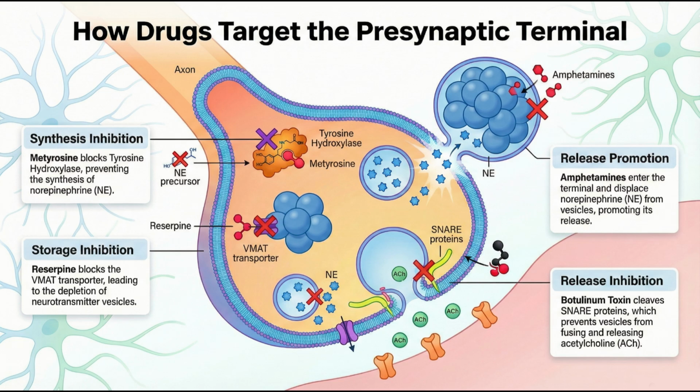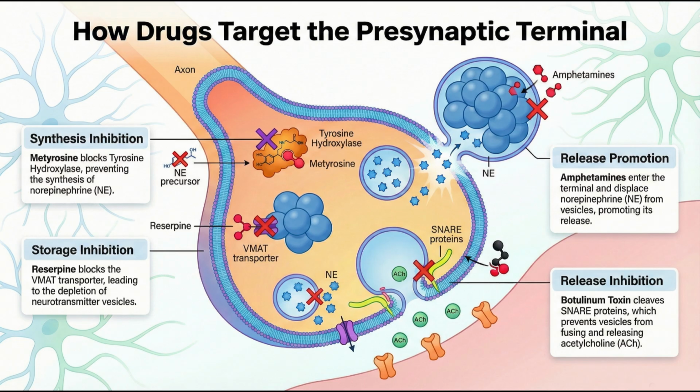Okay, step 1 on the slide, synthesis inhibition. The drug mentioned is metyrosine. Right. Metyrosine blocks an enzyme called tyrosine hydroxylase. That's the rate-limiting enzyme for making dopamine and norepinephrine. If you block that, you shut down the factory. We use this in rare cases of tumors called pheochromocytomas that produce massive amounts of these catecholamines.